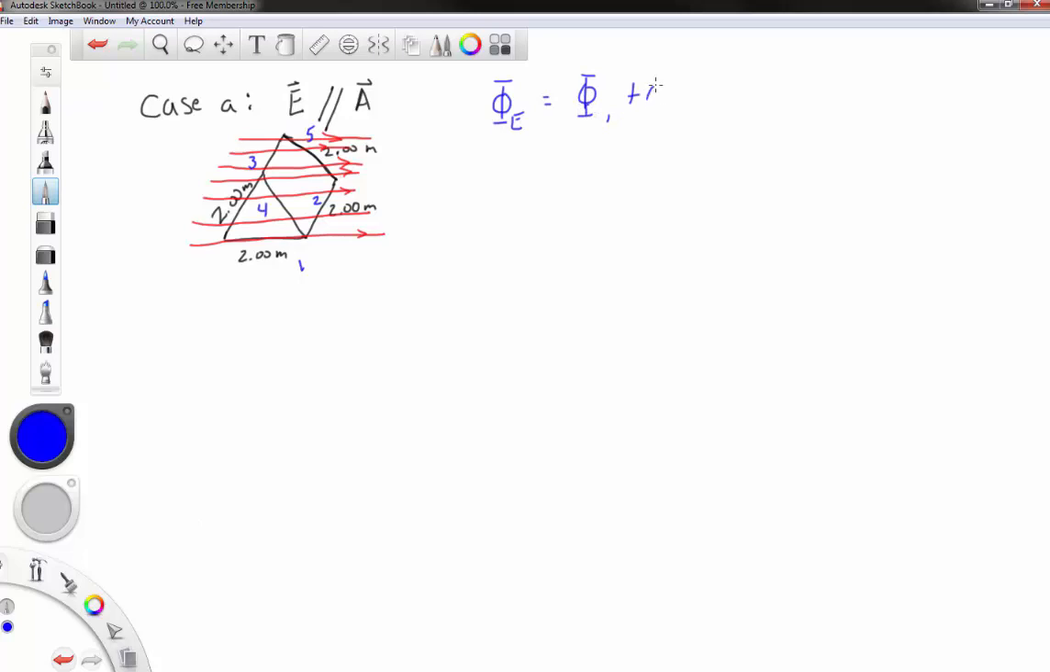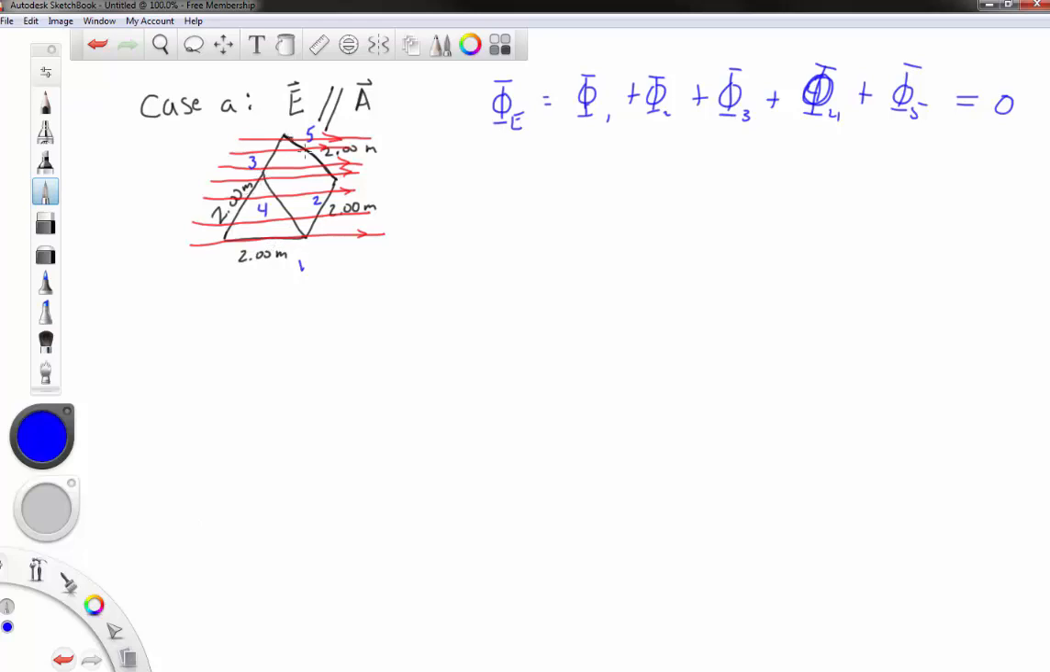So it's going to be phi 1 plus phi 2 plus phi 3 plus phi 4 plus phi 5. Now, from Gauss's law, we should be able to tell immediately that the total flux is zero. So I'm going to write that in over here. But we can actually show that that's true by calculating this piecemeal and then adding the five pieces together. In this particular case, we're going parallel to one of the square faces.